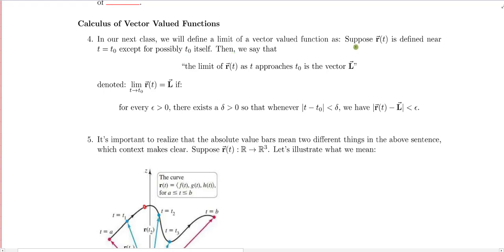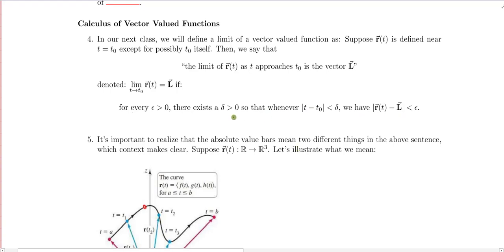So we're going to say that, as long as we've got some function r of t, a vector valued function defined around some maybe problematic t value or just some t value in our domain that we want to analyze in terms of limits, then we're going to say that the limit of that vector valued function as t approaches t naught is some new vector L if, and then here's this statement that you saw in a Calc 1 class. It's very similar to that.